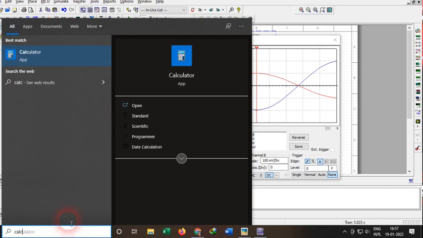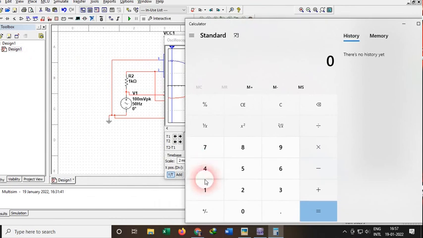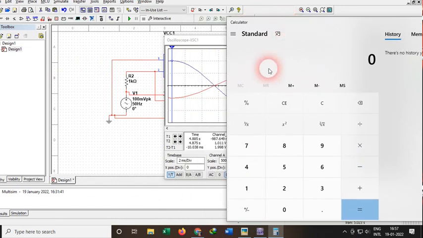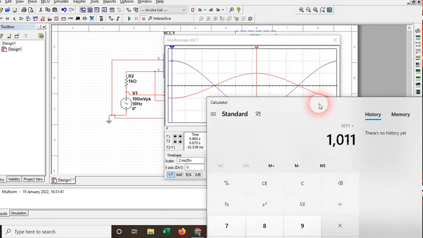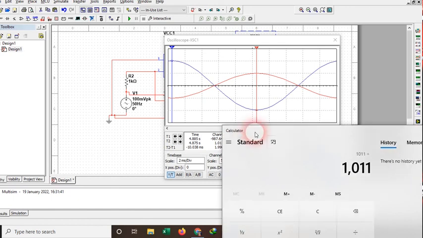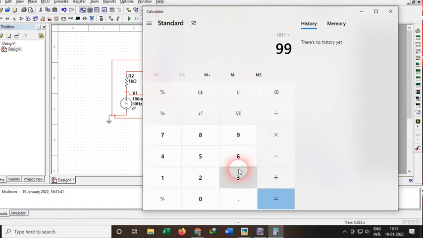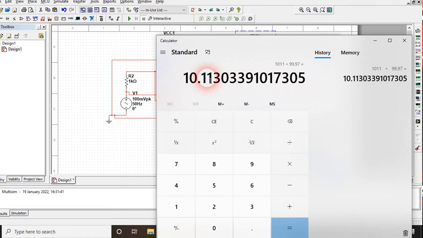You could use a calculator here also. I have done it with the help of my phone, but you could do it here also. My output value is 1.011 volt, so I convert it into millivolt: 1011 millivolt divided by the maximum input signal voltage, 99.97 millivolt. Just check here, the result is 10.11. So this is the practical gain.